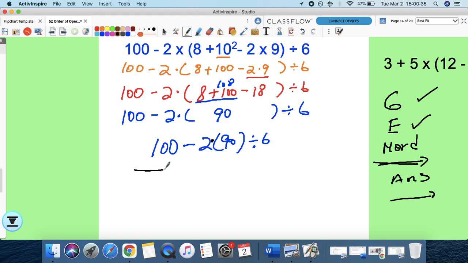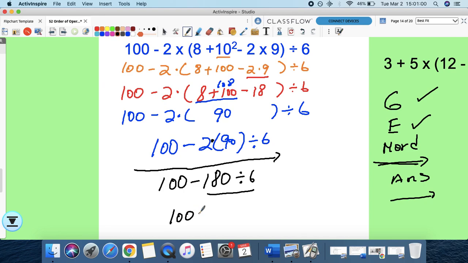If you're going from left, de izquierda a derecha, ¿cuál viene primero? What comes first? The multiplication. So we're going to do 100 minus, and 2 times 90 is 180. And again, I'm going to copy, divide by 6. So now I have subtraction and division. What do I do first? I have to do division. So 100 se queda, minus, and then 180 divided by 6 is 30. Now there's only one more operation to do. 100 minus 30 is 70.